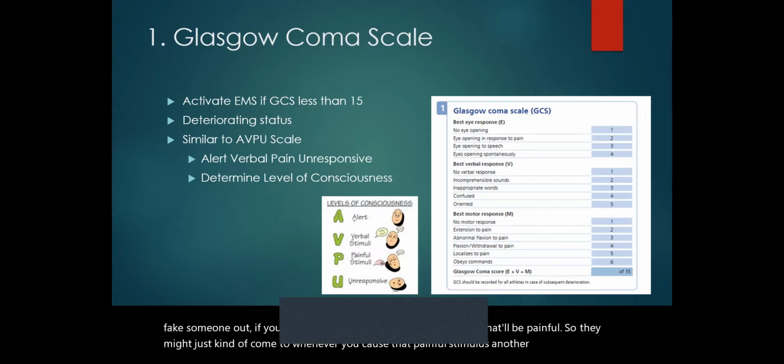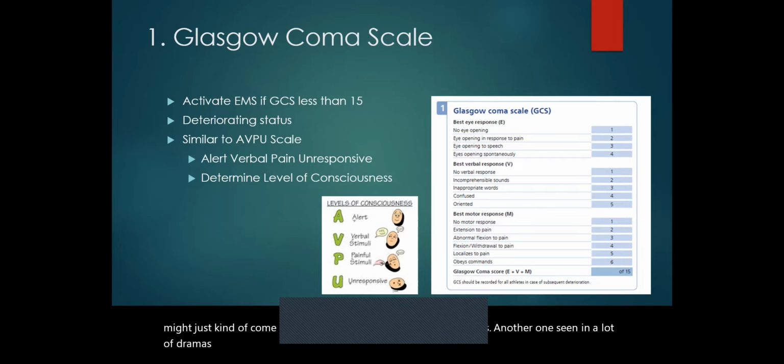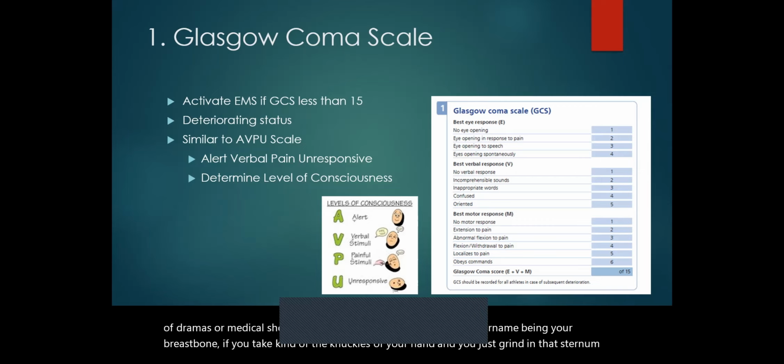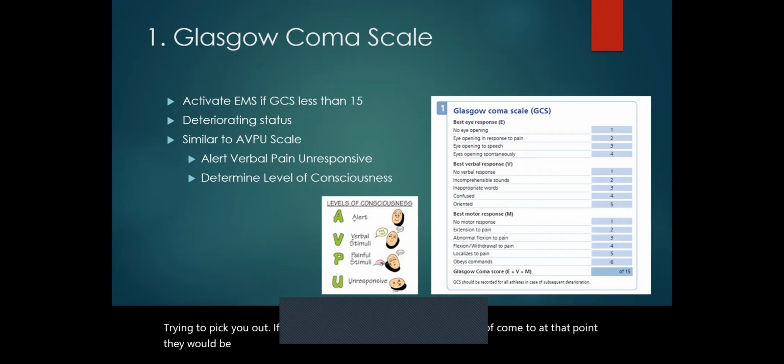Another one seen in a lot of ER dramas or medical shows is what's called a sternal rub. So your sternum being your breastbone, if you take the knuckles of your hand and you just grind in that sternum, again, going to be very painful for someone. So if they're trying to fake you out, if you put that sternal rub, they might come to. At that point, they would be alert to a painful stimulus. So if they're not normally alert, they're not alert to a verbal stimulus, they're not alert to a painful stimulus, at that point, they are deemed unresponsive by that AVPU scale. The GCS, again, a scale of 15 based on 3 different things. The lower the score, the worse off that person is.